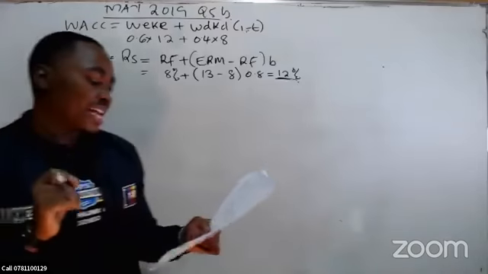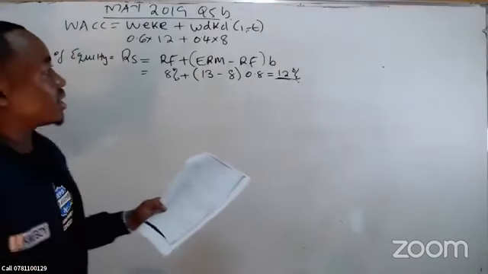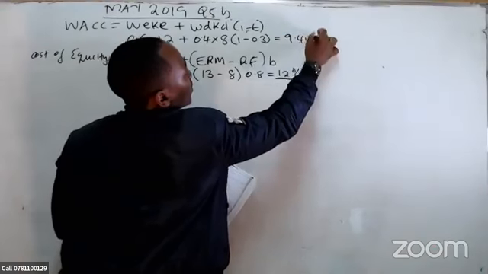Number 1, you are already told the risk-free rate of return is 8% and debt is considered to be risk-free. So that one is 8%, and then 1 minus t, 0.3. I'll get the WACC, it's 9.44%.